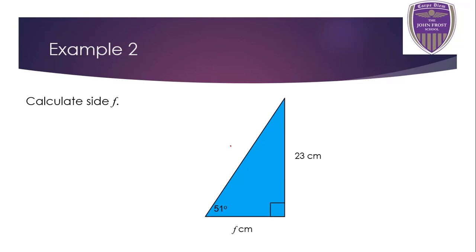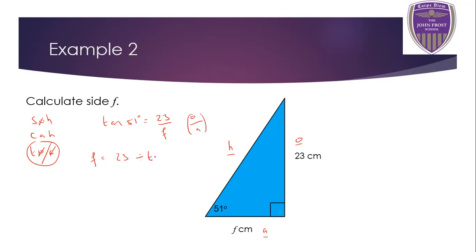Okay, welcome back then. So this is HOA. So write down SOHCAHTOA. Okay, and again, let's see now. I've got O. This time I want to find A. So I'm going to use tan. Okay, so tan of the angle, tan is O over A, so 23 over F. See, that's O over A. And again, the unknown's on the bottom, so divide. So F is 23 divided by tan 51.